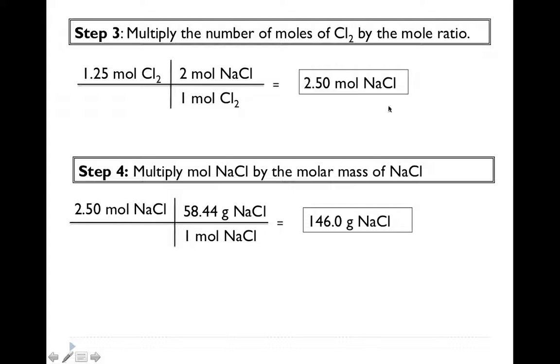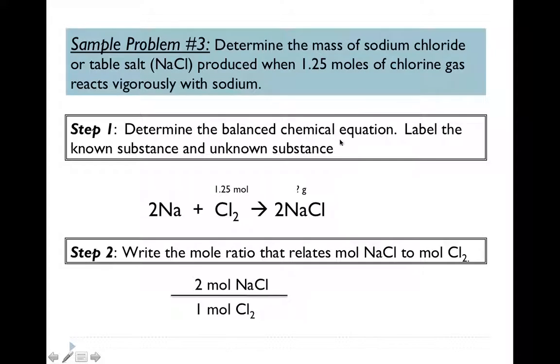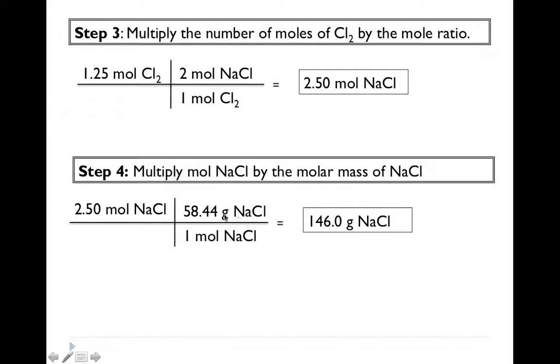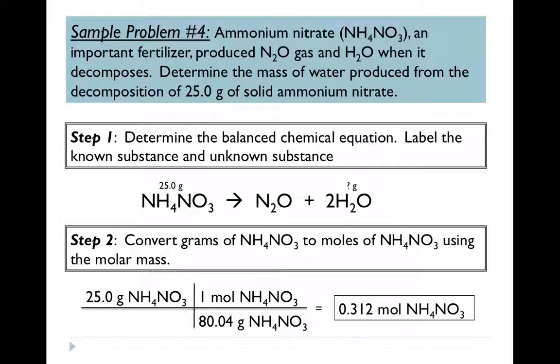Now, this would give me the answer in moles, but if you look, the question asks for grams. But we know how to go from moles to grams. I just do the molar mass of NaCl, and I get 146 grams of NaCl. So you actually can go from moles to mole ratio to grams, or you can go grams to mole ratio to grams. I think that's what we're going to do on this one.